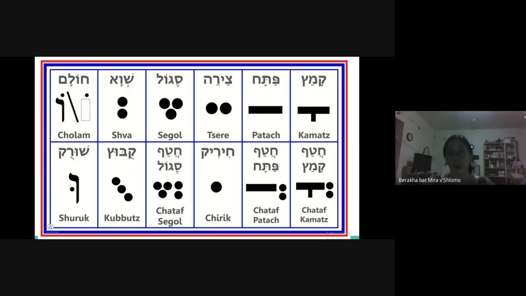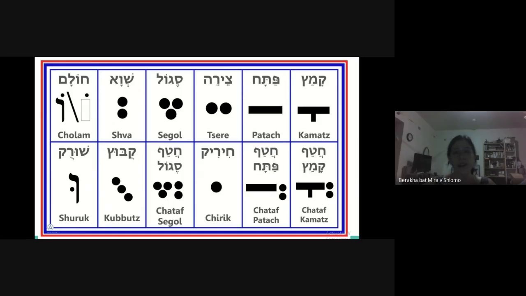These are nikud. These are the little dots that show you what the vowel symbols are. I'm not going to spend a lot of time on this chart. I will be spending more time on it in my other class, which is about Introduction to Hebrew Grammar and Vocabulary.